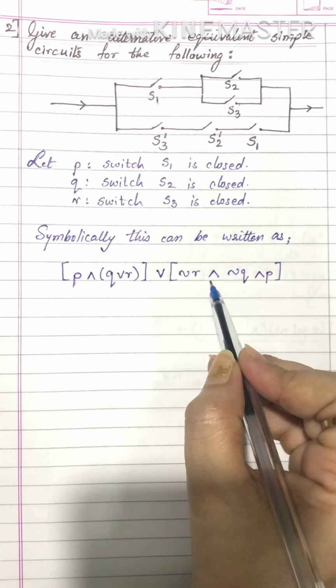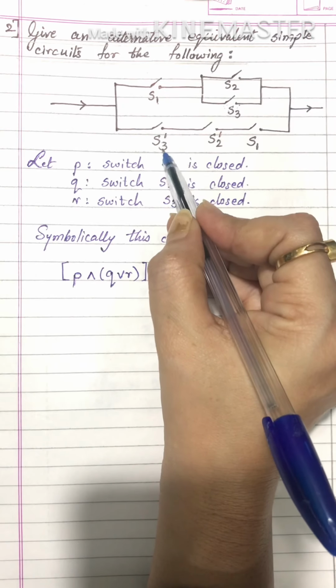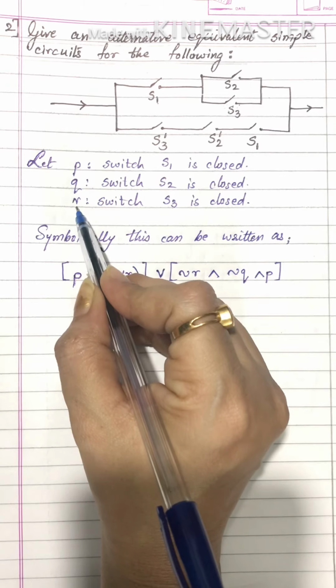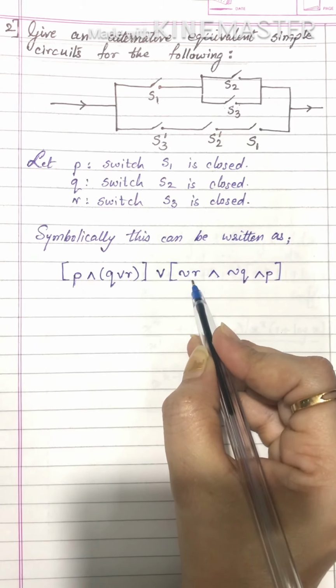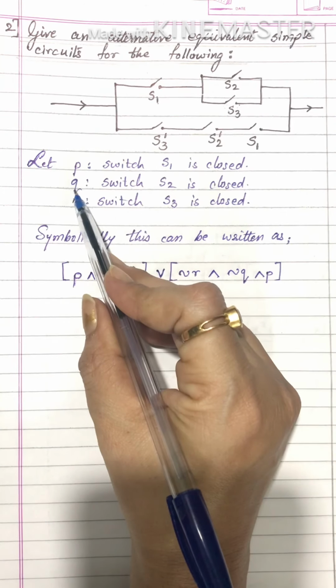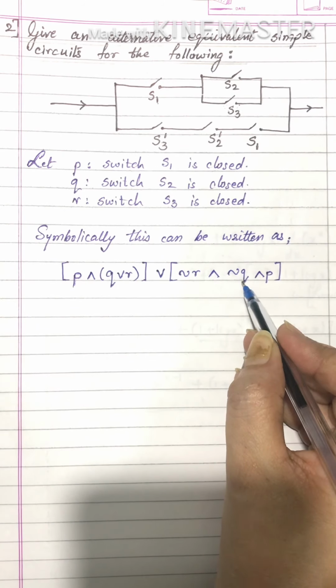So we will use the AND connective, and since this is S3 dash, S3 is denoted by R. So S3 dash will be negation R. Same way, for switch S2 we have used Q. So S2 dash will be negation Q, and so on.